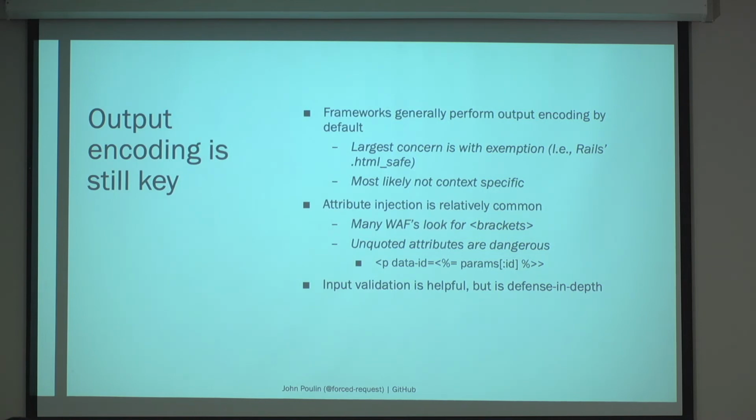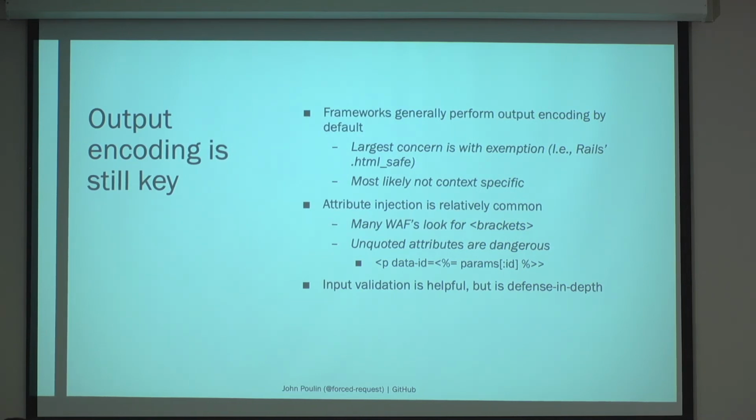I would say these days, most of the frameworks I look at do output encoding by default. Rails certainly does. And the largest concern I normally have these days is with exceptions or exemptions from that default output encoding. So in Rails, for instance, and I guess next year I'll come with a different example. Golang maybe? I don't know.